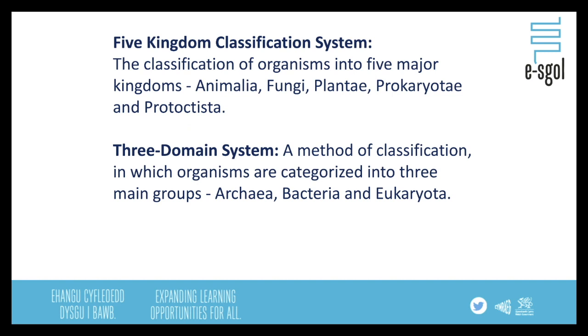Five kingdom classification system. The classification of organisms into five major kingdoms: Animalia, Fungi, Plantae, Prokaryote, and Protoctista. Three domain system. A method of classification in which organisms are categorized into three main groups: Archaea, Bacteria, and Eukaryota.